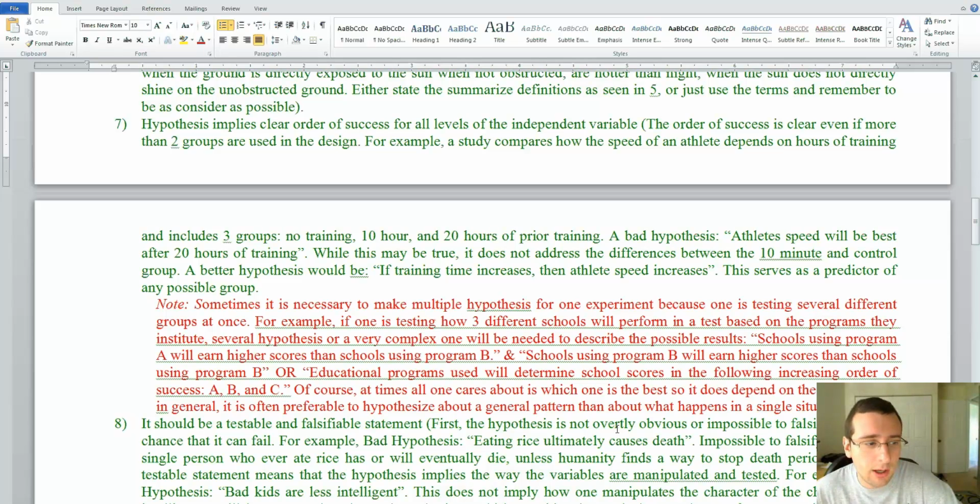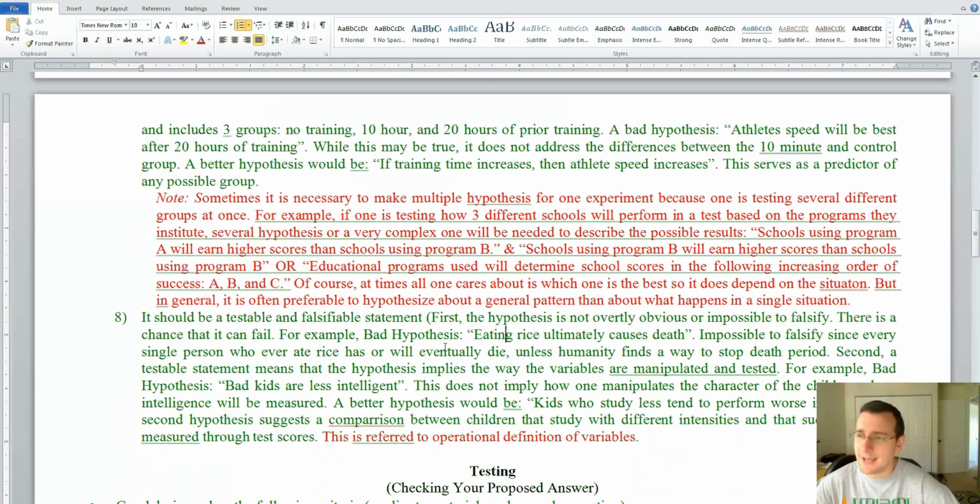The last thing I want to talk about in how to write a good hypothesis is that it needs to be a testable statement. What that means is that it's got to be falsifiable. There's got to be a chance that this thing is going to fail. If you say something like, eating rice ultimately causes death. Did you know that? Did you know that rice is deadly? If you eat rice, you will die. Well, of course, because everybody in history who has eaten rice ultimately ended up dying. Because everybody dies, right? But that means the hypothesis is stupid. It can't be denied. So what's the point of that? A hypothesis must have a chance of being falsifiable. Remember, science sets out to disprove things, not to prove things.